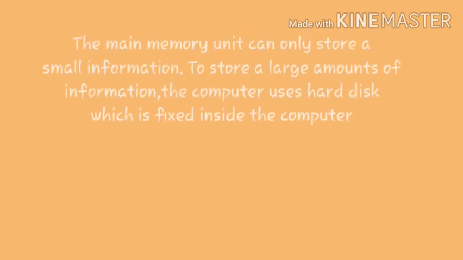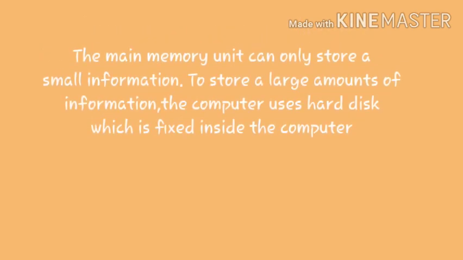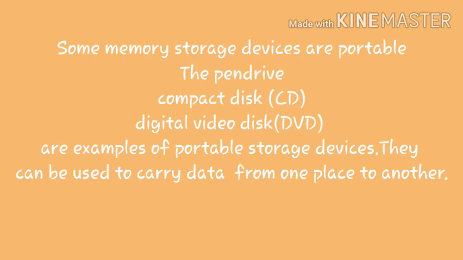The main memory unit can only store a small amount of information. In order to store large amounts of information, the computer uses the hard disk, which is fixed inside the computer. Some memory storage devices are portable. The pen drive, compact disc (CD) and DVD, that is digital video disc, are examples of portable storage devices. They can be used to carry data from one place to another.